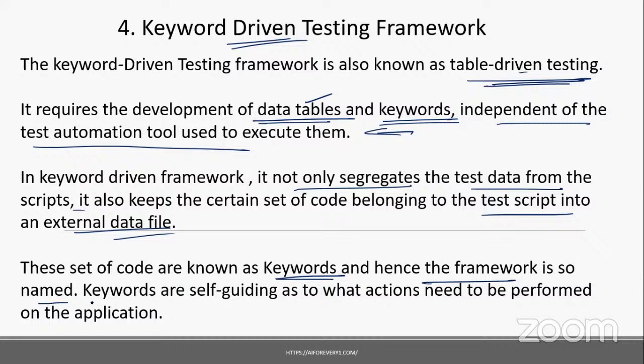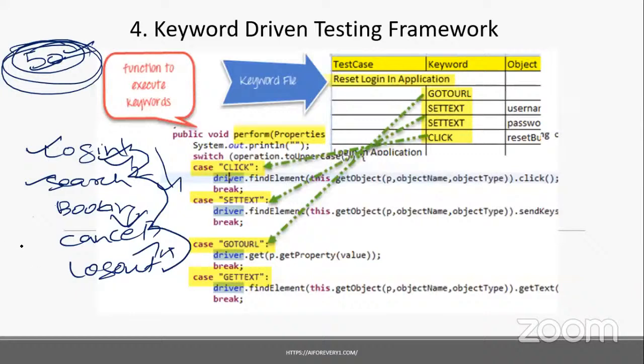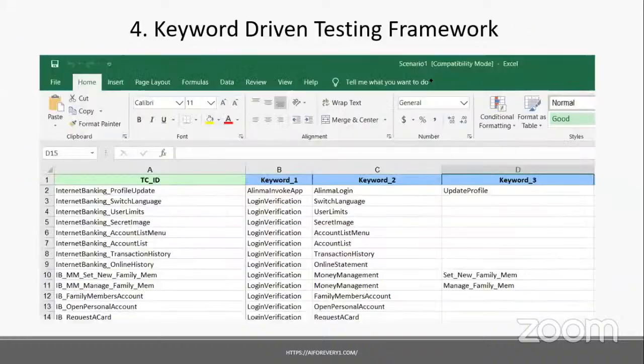Hence, the framework is named the keyword driven framework. Keywords are self-guiding as to what action needs to be performed. For example, you already know about the application. If I say cancel, it means cancel application; cancel transaction, by seeing that name, it's self-explanatory. So the keyword driven framework came.